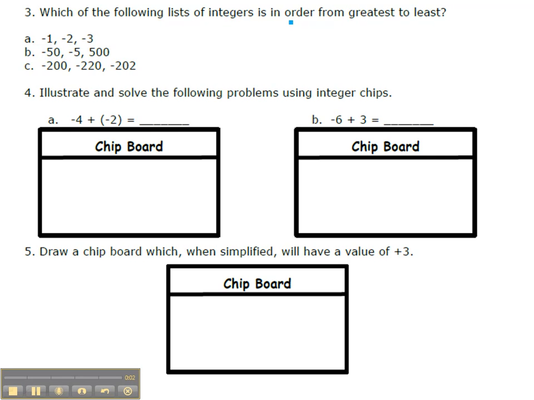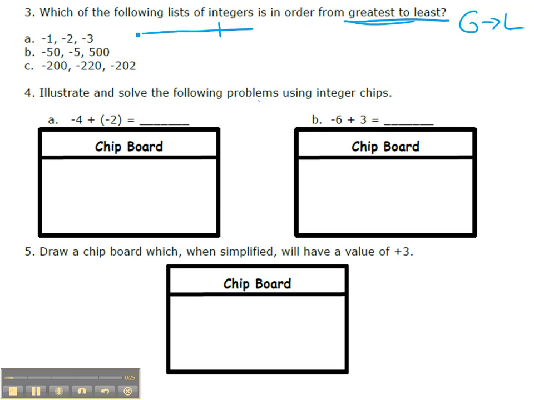Problem number 3. Which of the following lists of integers is in order from greatest to least? Again, this is going to be a problem where we're going to want to be very careful that we find what they're asking us to find. They're asking for order greatest to least. Okay, the best way to do this problem, I think, is to put these lists of integers on a number line.